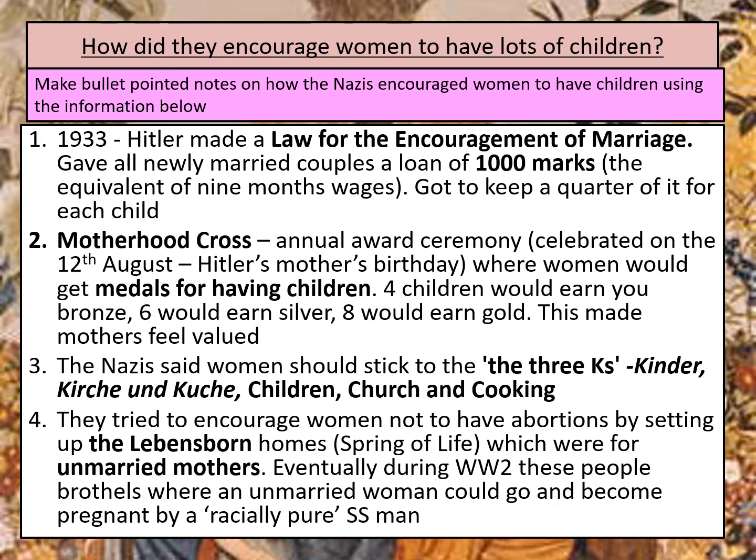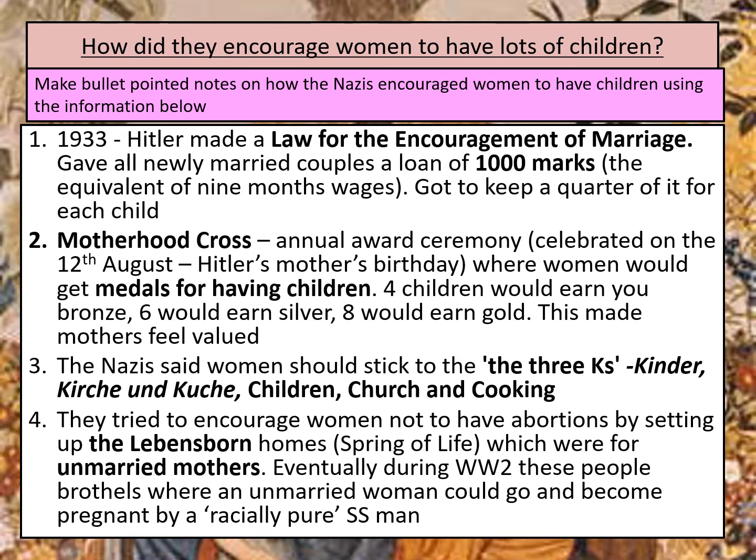For number 3, we've got here that the Nazis said that women should stick to the 3 Ks. Now, the English translation is the 3 Cs, but we need to talk about it in exams as the 3 Ks, even though the words I want you to remember are children, church, and cooking. So these are what women were supposed to prioritise in their life.